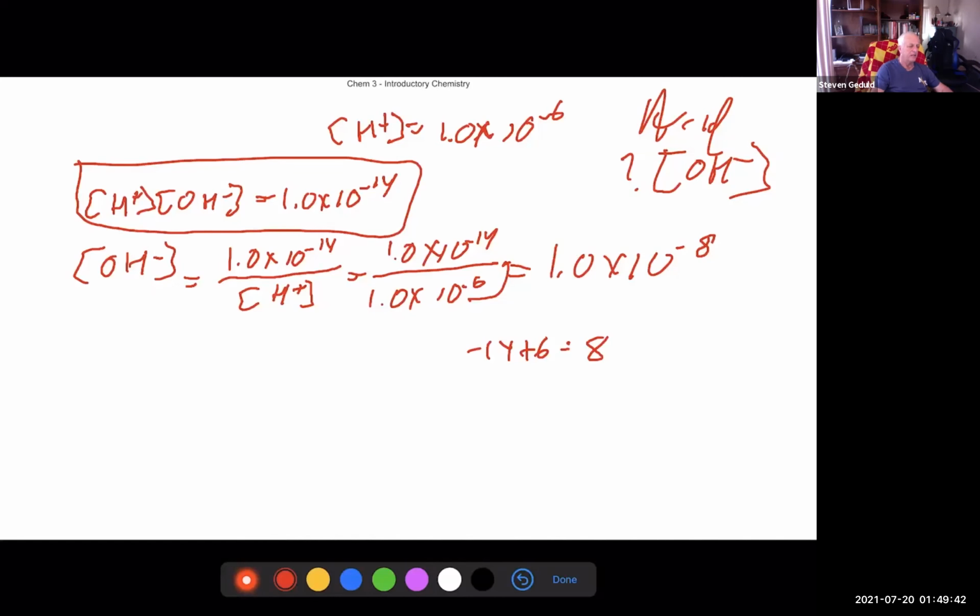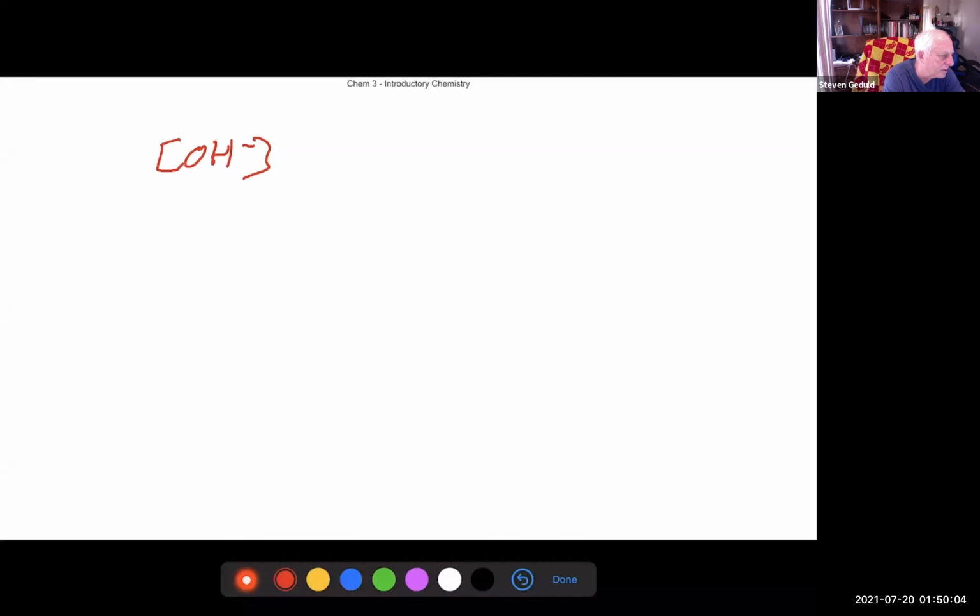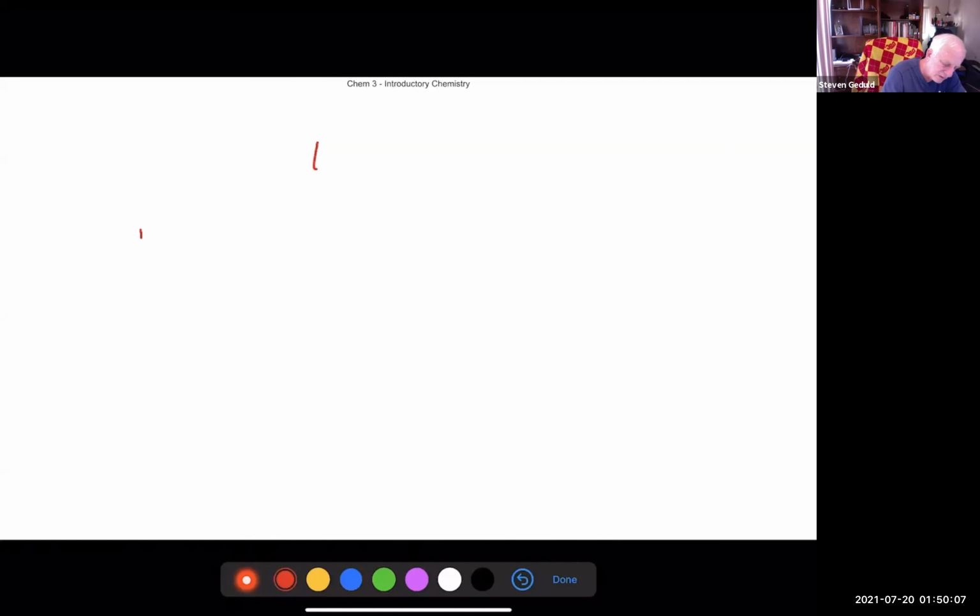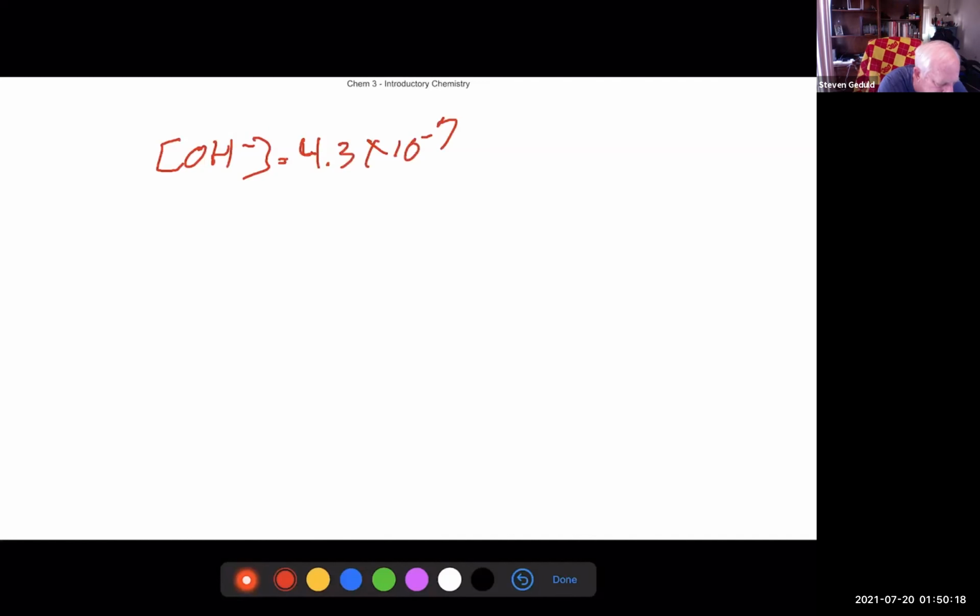Let's go to another one here from your books. Find the H plus concentration. So let's say the OH minus of a calcium hydroxide solution is 4.3 times 10 to the minus 7. Okay. What's the H plus concentration?